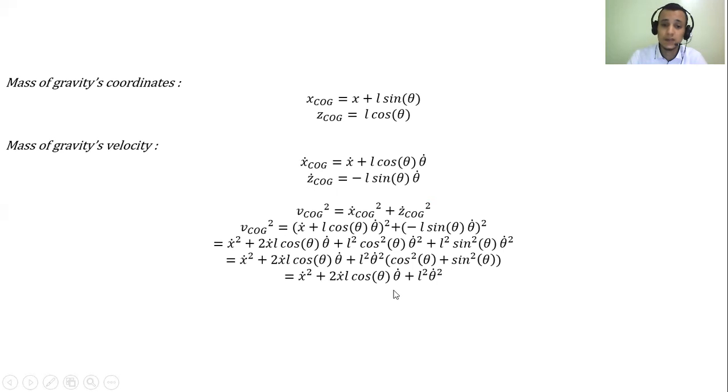To get the general velocity, we use the Pythagoras theorem, and we get the general velocity squared. So v squared is equal to x dot squared plus 2x dot L cosine theta theta dot plus L squared theta dot squared, and we're gonna need it later.